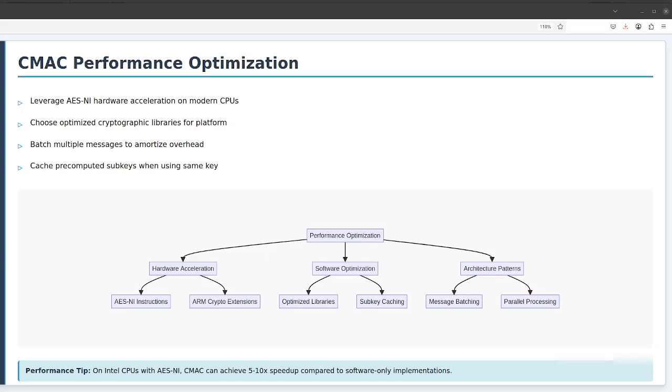Profile your code to identify bottlenecks. Sometimes the overhead is not in the cryptographic operation itself but in data copying or memory allocation. Batching can improve throughput. If you need to authenticate many short messages, consider whether you can batch them together. The per-message overhead of function calls and setup can be significant for small messages. However, remember that CMAC is inherently sequential. You can't parallelize processing of a single message like you can with hash-based MACs.